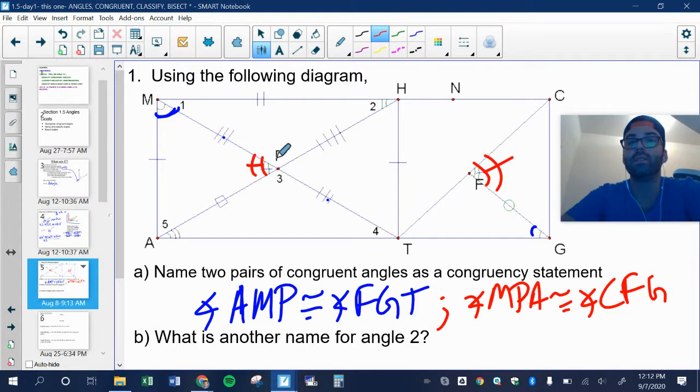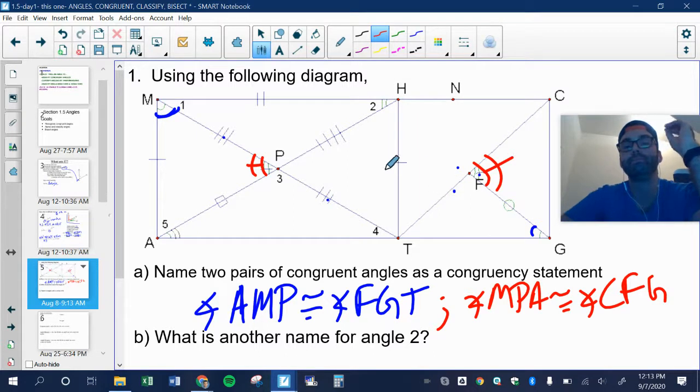Now, could I just call this angle P? Hopefully you answer no. Why? Because there's 4 angles here. I can't call this angle F because there's 1, 2, 3 angles there. You can't pick out which one you want.